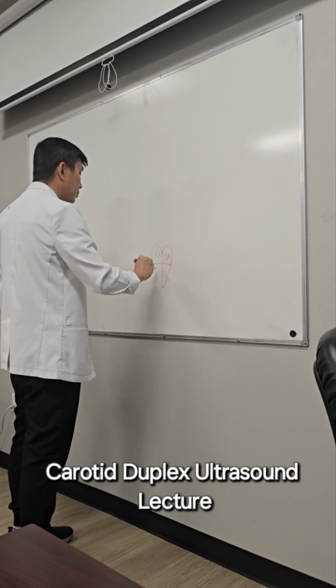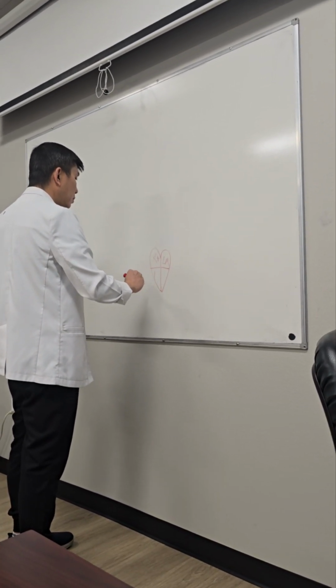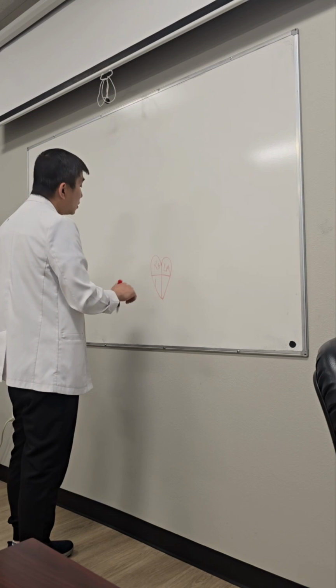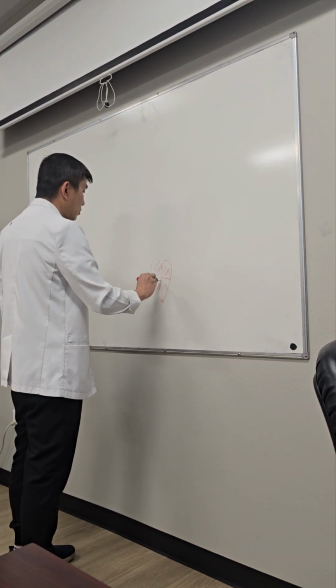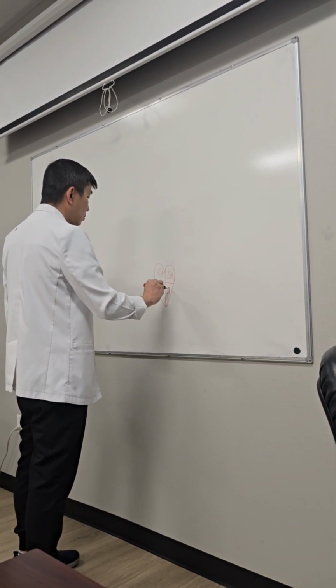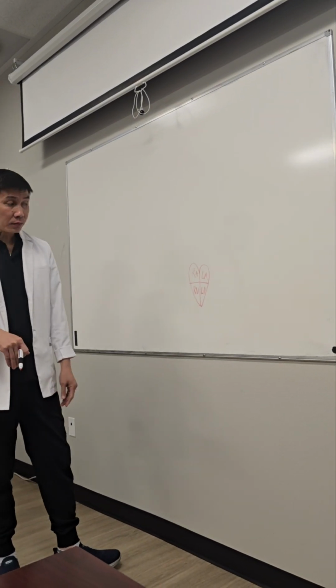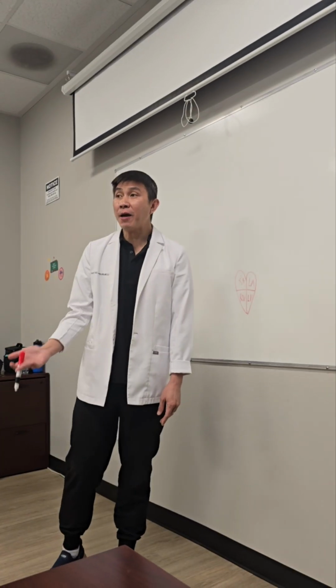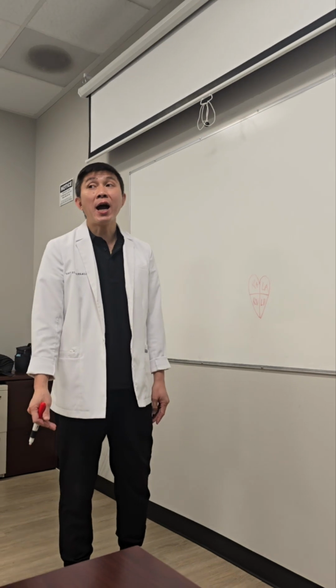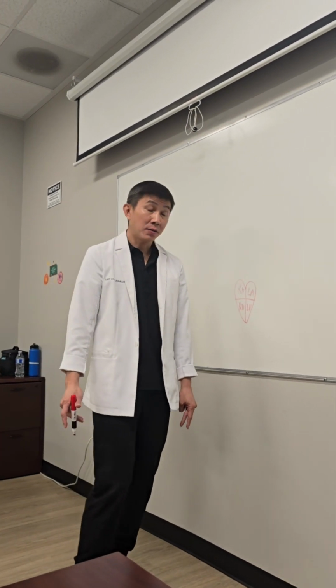Left atrium, right ventricle, left ventricle. From the left ventricle, we're going to have the aorta, right?